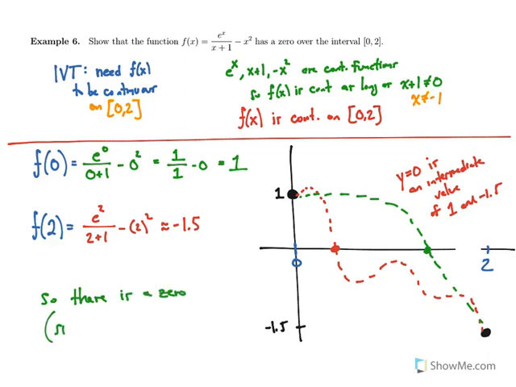So this is since 0 is in the interval negative 1.5 to 1. That is f of b to f of a.